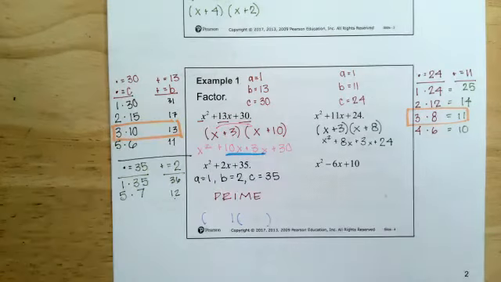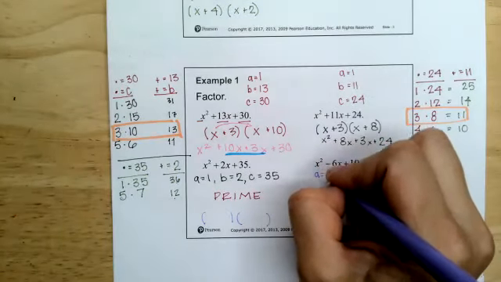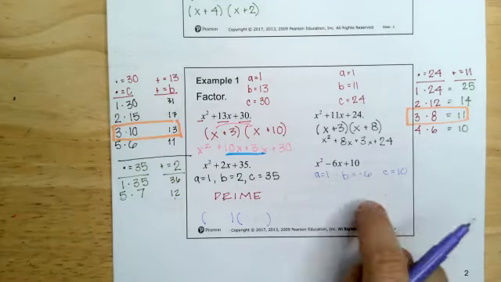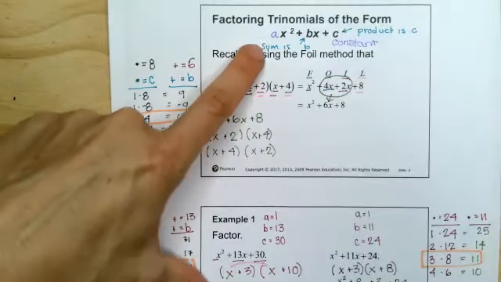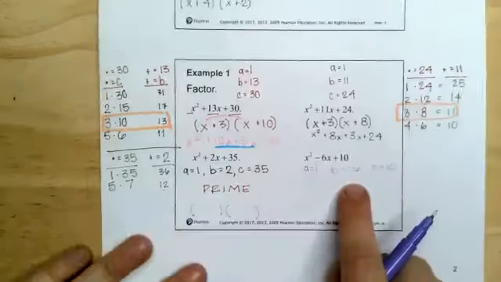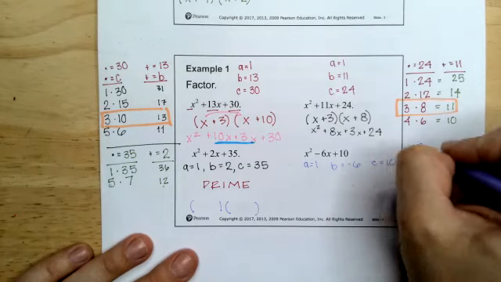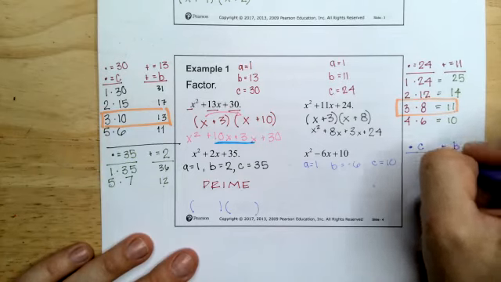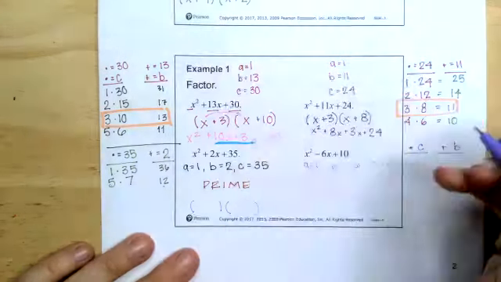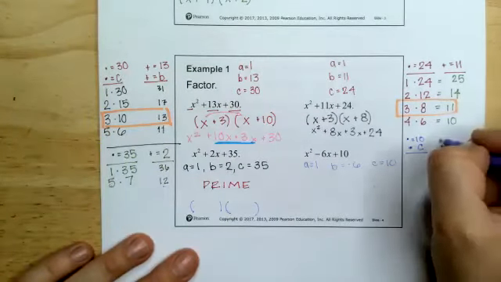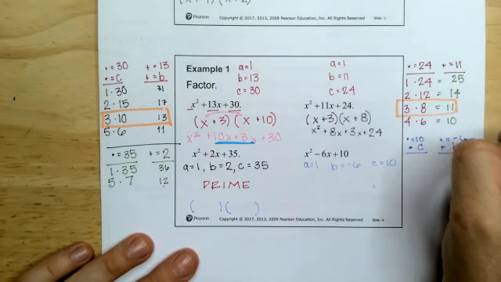All right, same thing here. A is 1, B is -6, and C is 10. According to this, right? Ax squared plus bx plus c. What we're looking for are numbers that multiply to c and add to b. So in this case, we need it to multiply to equal 10 and add to equal a -6.